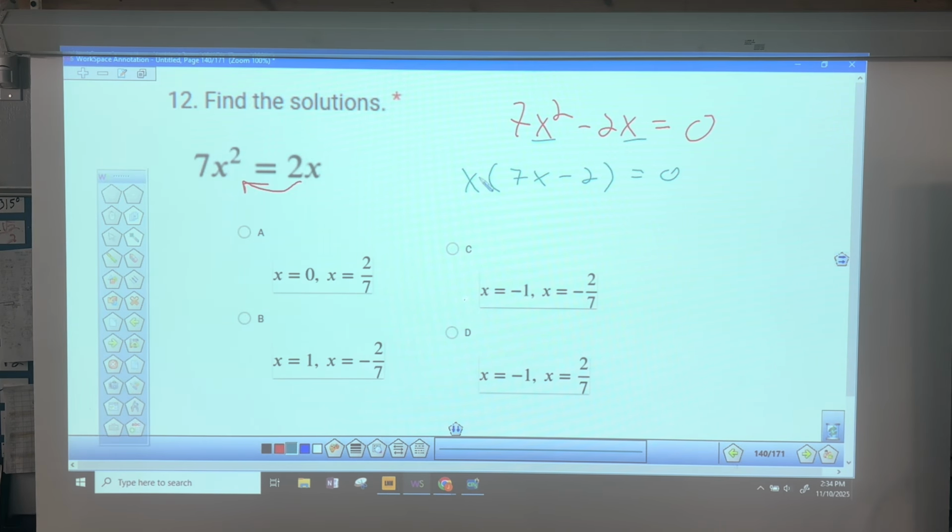And notice, x times 7x is 7x squared. X times negative 2 is negative 2x. And if I use ZPP, zero product property, set x equal to 0, I'm done, x equals 0. That's going to be my only choice. Answer choice is x equals 0. Then let's continue on. If 7x minus 2 equals 0, 7x equals 2, x equals 2 sevenths.